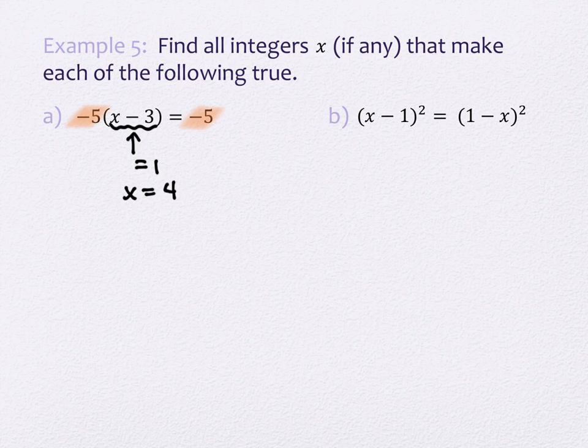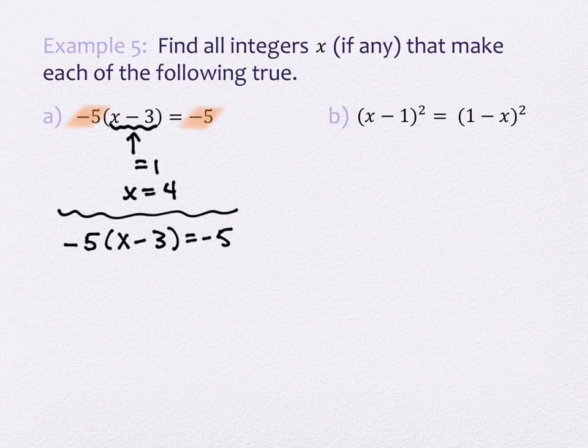If you would like to do this from a more traditional algebra approach, you can actually start by distributing the 5 through. So we can distribute our negative 5 through. So this is negative 5x, and then we have to do plus 15, right? Negative 5 times negative 3 would be positive 15 equals negative 5. What would be our next step in algebra to do here?